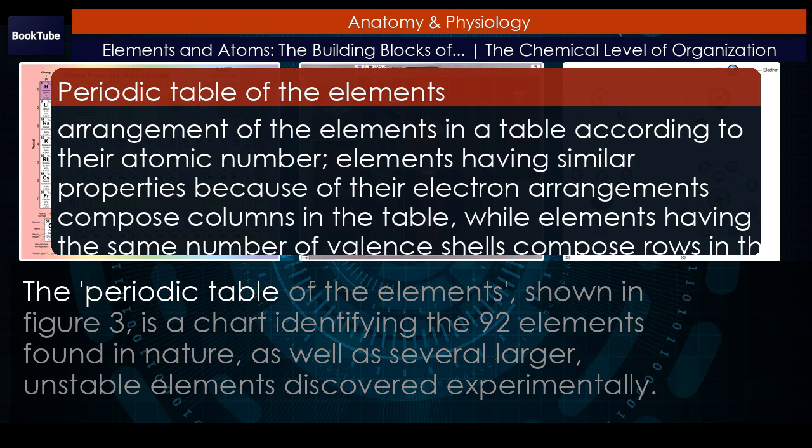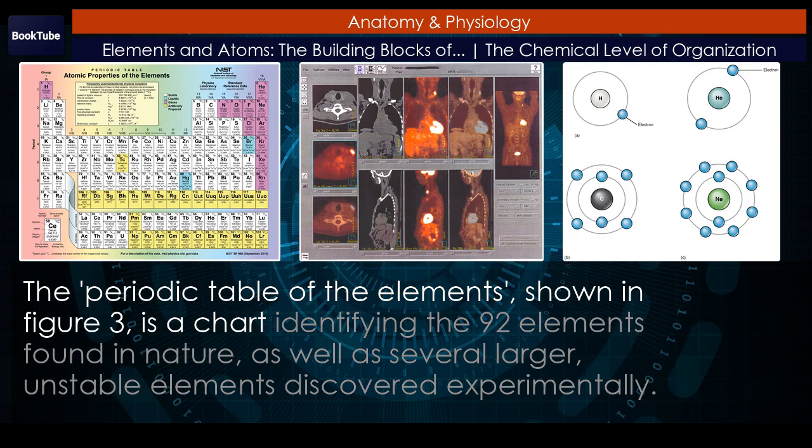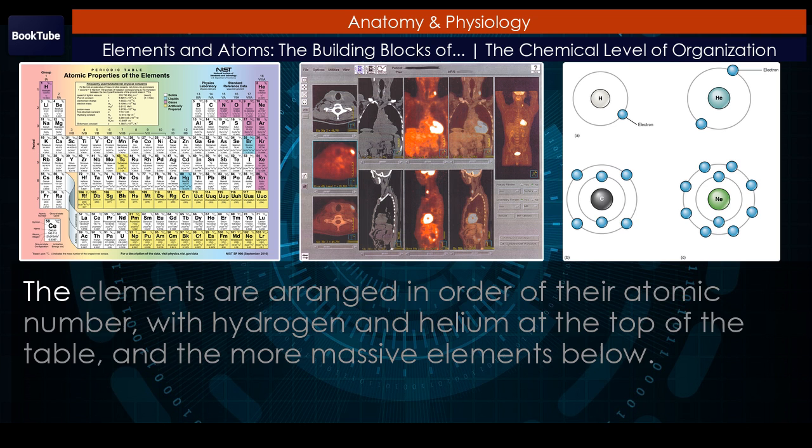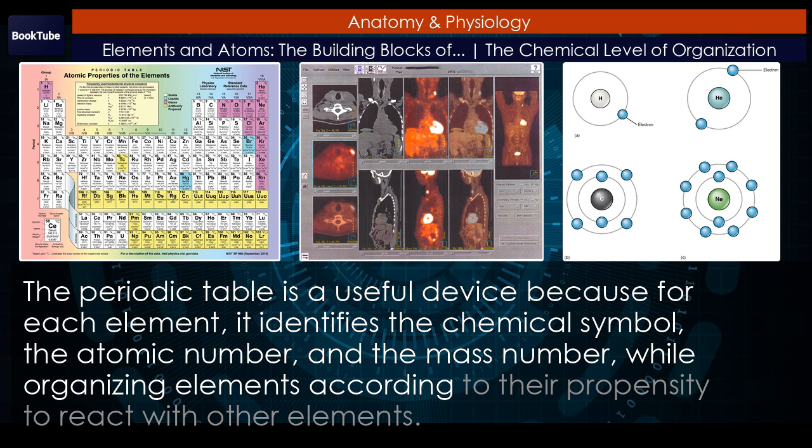The periodic table of the elements, shown in Figure 3, is a chart identifying the 92 elements found in nature, as well as several larger, unstable elements discovered experimentally. The elements are arranged in order of their atomic number, with hydrogen and helium at the top of the table, and the more massive elements below. The periodic table is a useful device because for each element, it identifies the chemical symbol, the atomic number, and the mass number, while organizing elements according to their propensity to react with other elements.